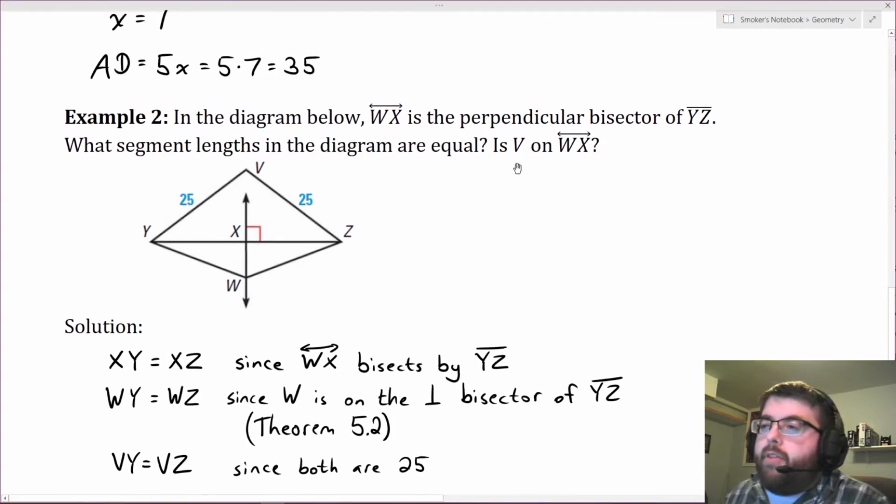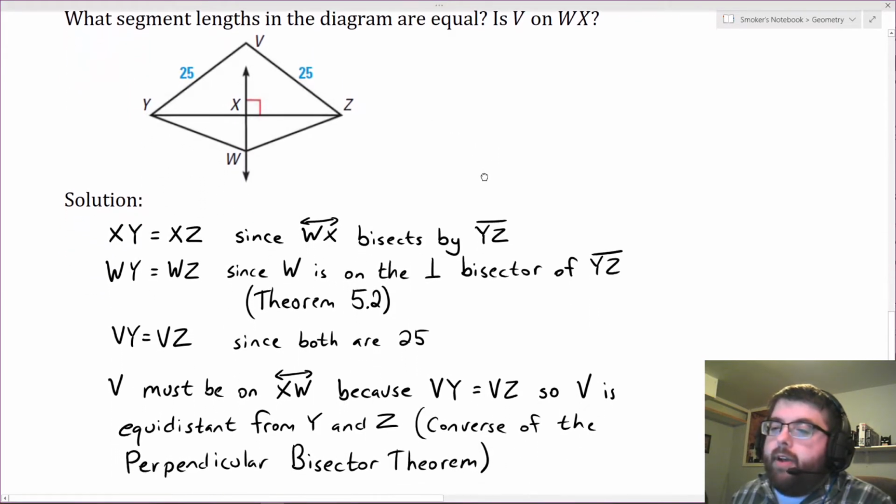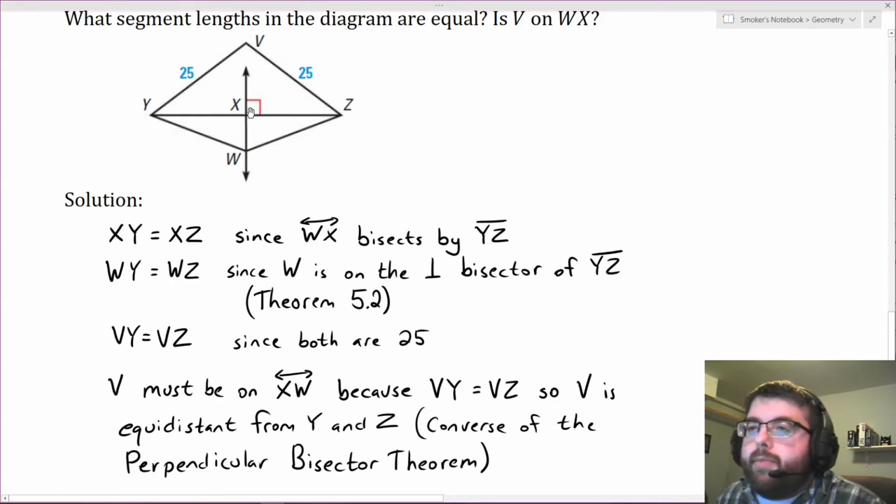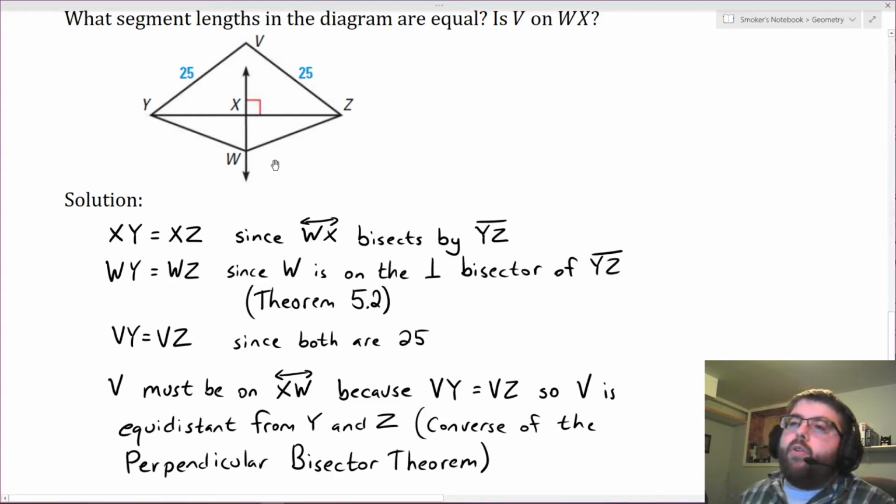Now, the other question is whether V is on WX, this line. If this line extended, would V be on it? The answer is, if WX is a perpendicular bisector, which it is, V would have to be on it by the converse of the perpendicular bisector theorem. If any point is equal distance from the endpoints, then it is on the perpendicular bisector, whether that perpendicular bisector extends that far, is drawn there, or not. That's what that second theorem was saying. So V would be on WX.